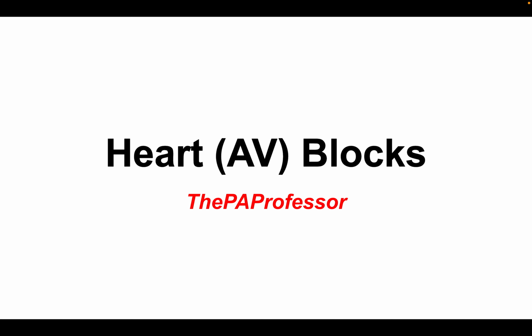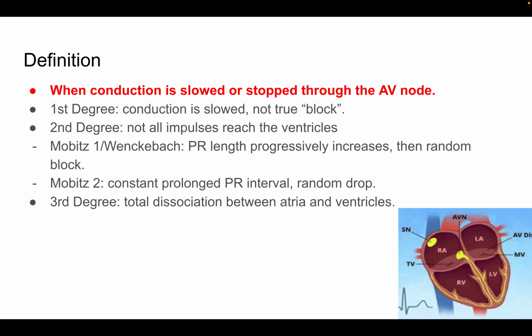Today we're going to cover all three heart blocks, also known as AV blocks. So let's just go ahead and get started. A heart block, or an AV block, is just when the conduction of the heart is slowed or stopped going through the AV node. That's why it's also called an AV node block.